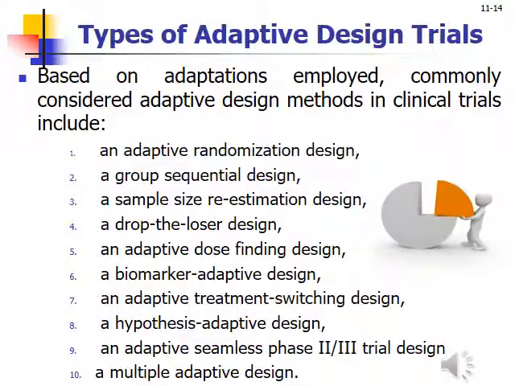Types of adaptive design trials. Based on adaptations employed, commonly considered adaptive design methods in clinical trials include an adaptive randomization design, a group sequential design, a sample size re-estimation design, a drop the loser design, an adaptive dose finding design, a biomarker adaptive design, an adaptive treatment switching design, a hypothesis adaptive design, an adaptive seamless phase 2 and 3 trial design, a multiple adaptive design.